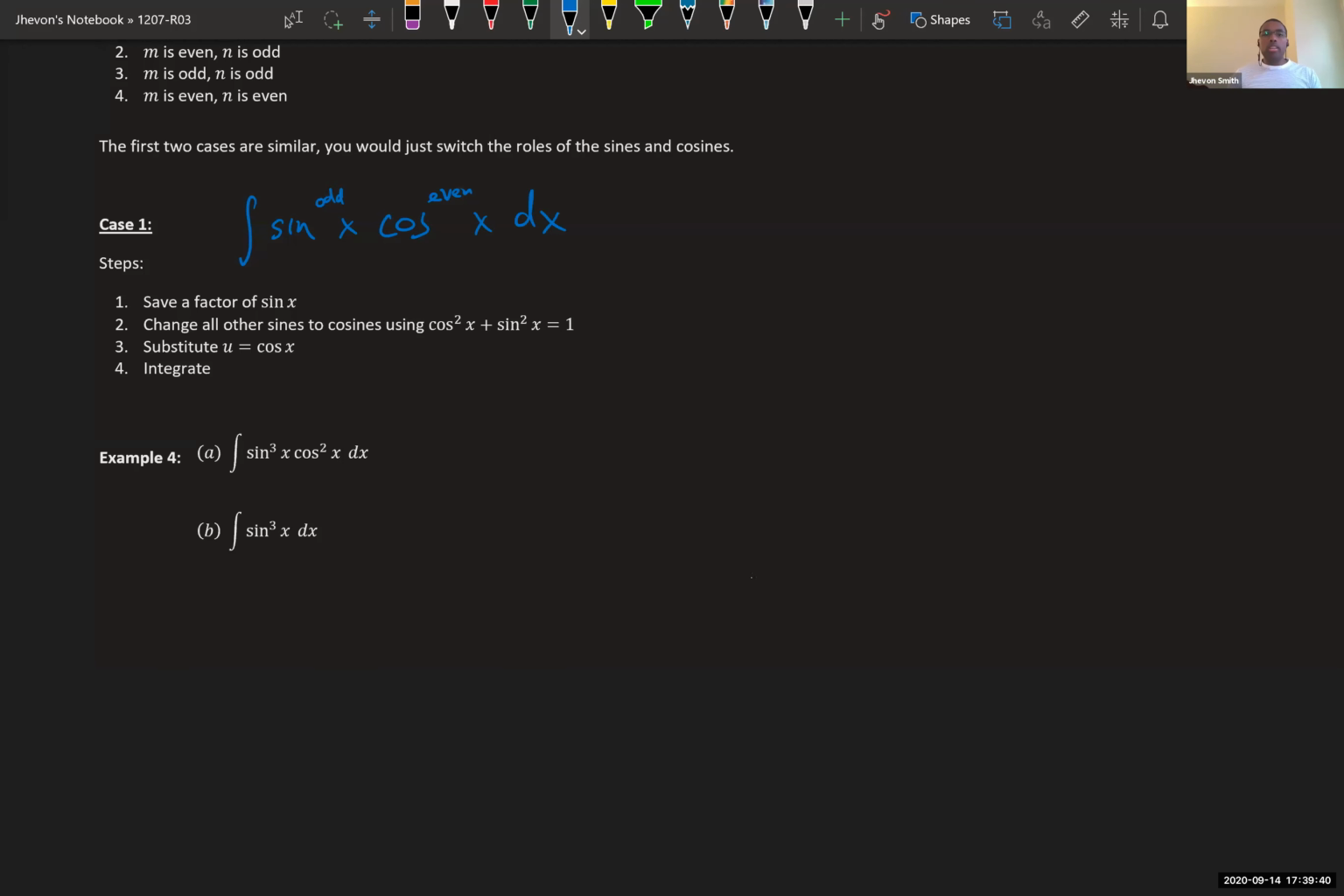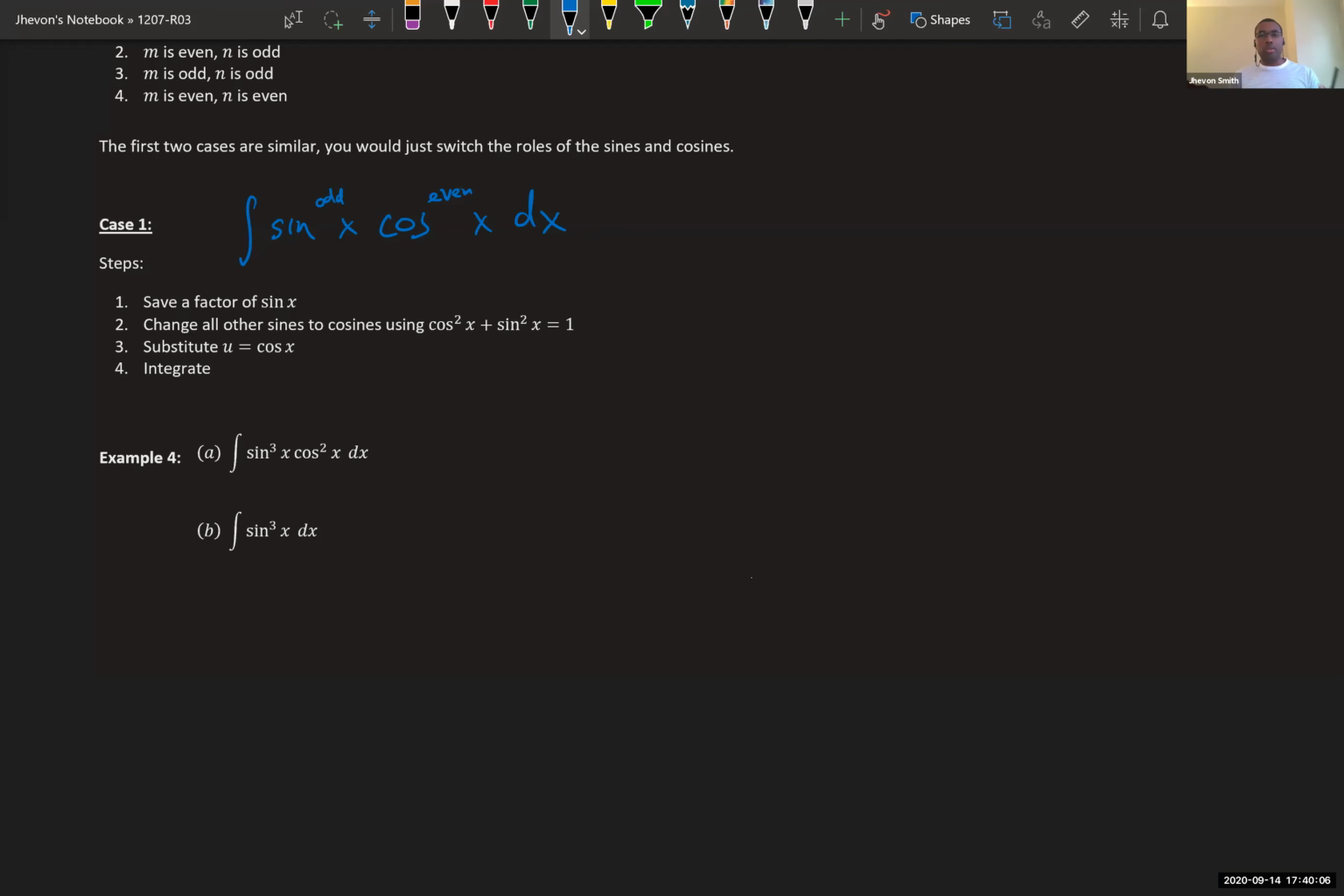When you're in this case, the strategy is the following. Save a factor of the odd one. What I mean by save a factor is you'd literally take that factor of sine of x and detach it and move it to the end of the integral. Of course, not behind the dx, but move it to the end, like kind of separate it. And then you're going to change all other sines to cosines using a trig identity, the Pythagorean identity.